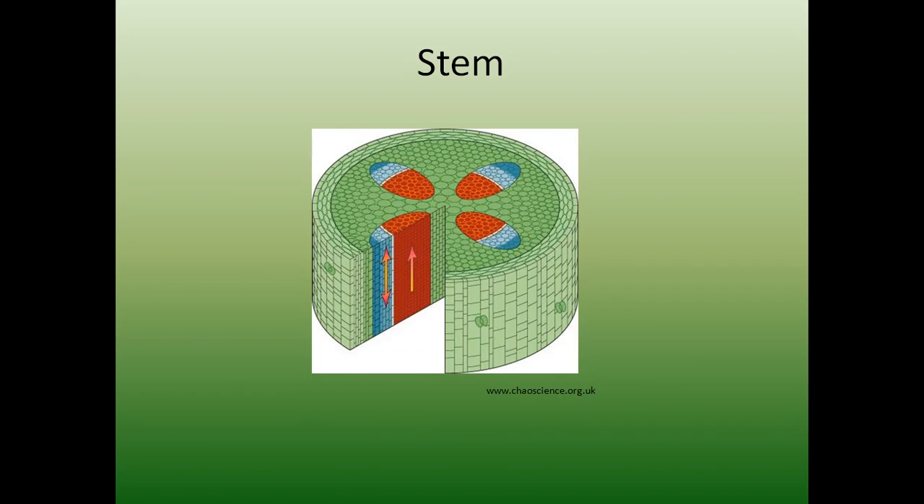In the stem, the vascular bundles are arranged in a circle, with the xylem towards the center and the phloem towards the outer edge. This arrangement gives strength to the stem. Imagine breaking one thin stick. It's quite easy, but breaking a group of branches together is much harder. So this arrangement of vascular bundles in a circle around the stem adds strength to the stem.